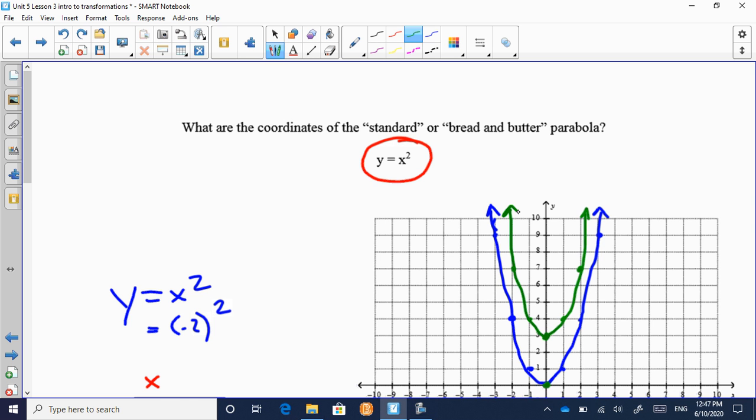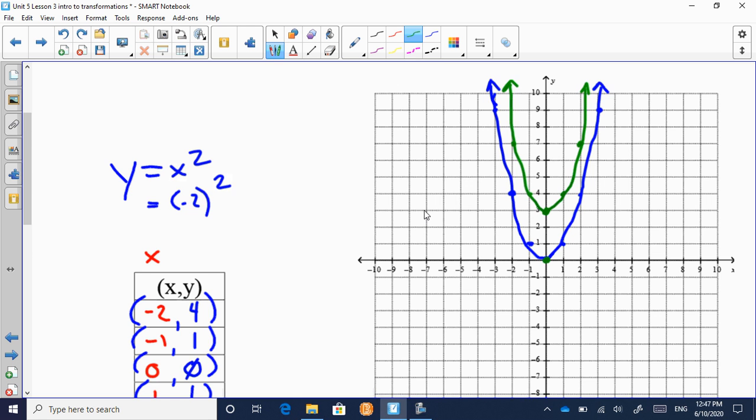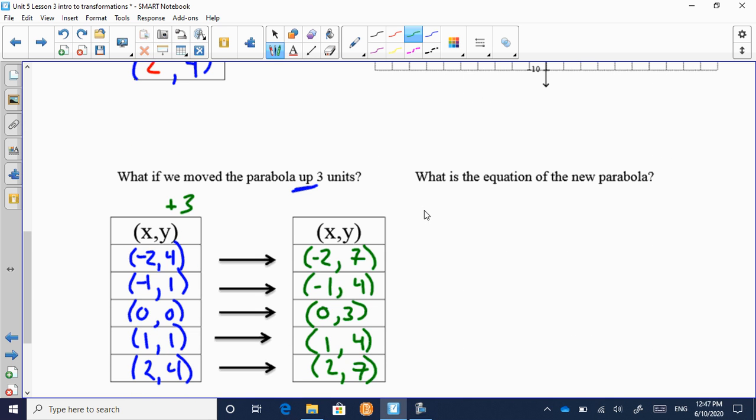Okay. Now, what would the equation of that parabola be? Well, what I'm going to tell you is that it's y is equal to x squared plus 3. Basically, all we're doing is adding 3 to the y values. We're going to get more into that in the coming lessons. I just wanted to show you your homework for tonight.